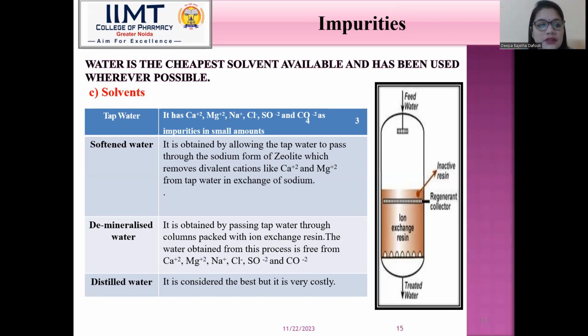Second is demineralized water. It is obtained by passing tap water through columns. You can see columns in this diagram. Tap water passes through columns packed with ion exchange resin. The water obtained from this process is free from these ions. Distilled water is considered the best solvent for use in the manufacturing process, but sometimes it is very costly.